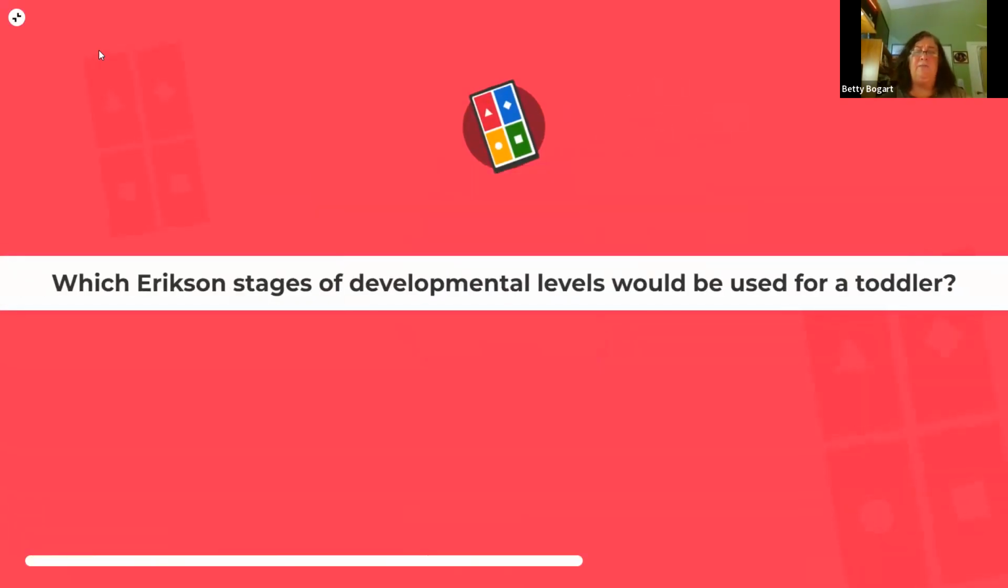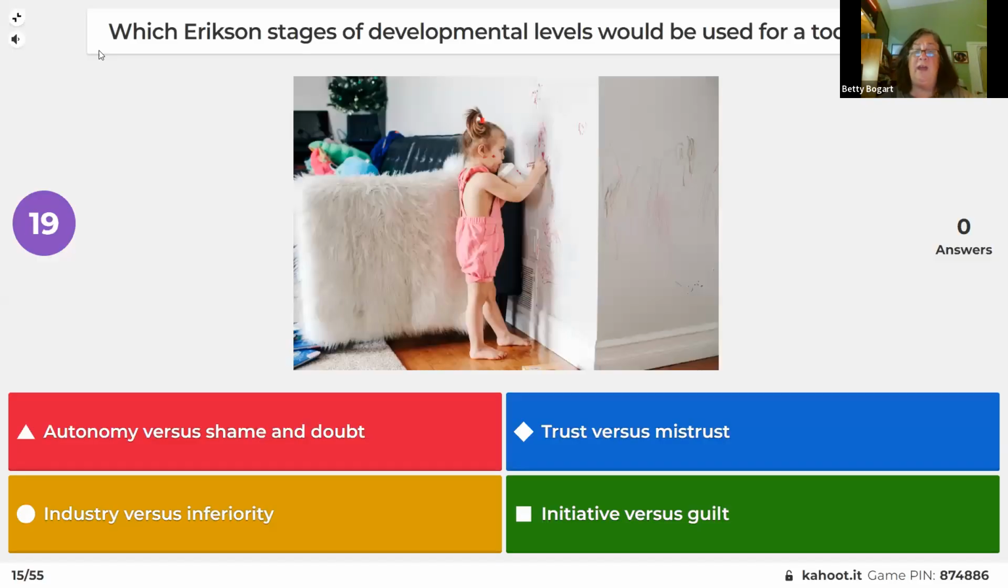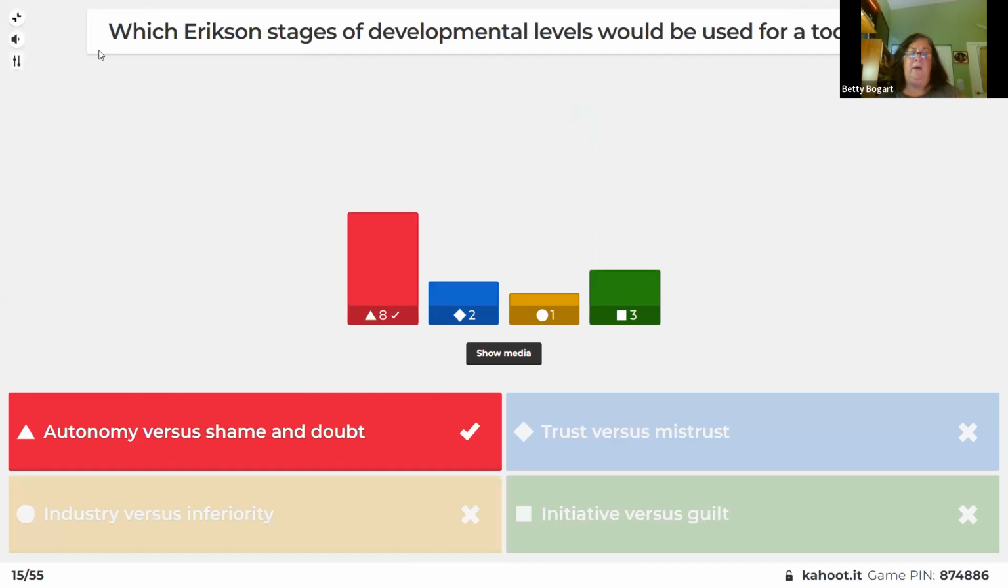Which Erikson stage of development would be used for a toddler? Remember, toddlers like to be able to do things by themselves, and they don't want anybody to hold them back. Let them try. Let them make those mistakes. And there we go. Autonomy versus shame and doubt. That shame and doubt is I can't do it because I don't know if I can because nobody let me try.